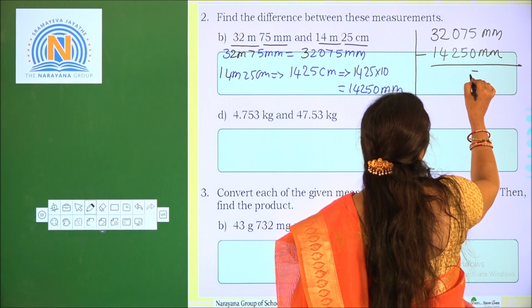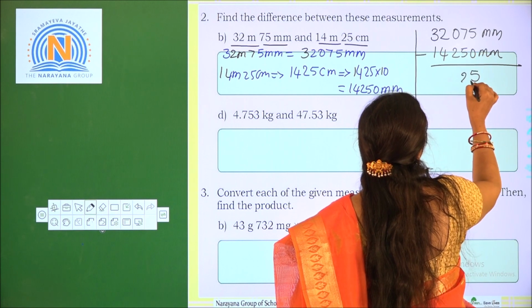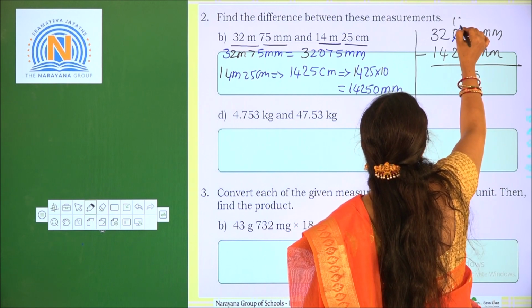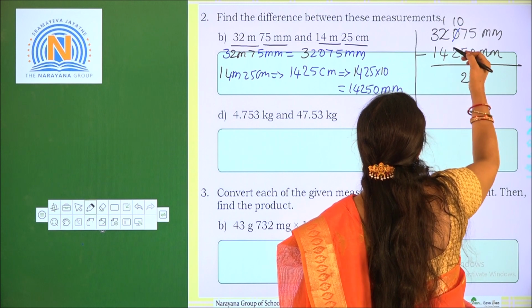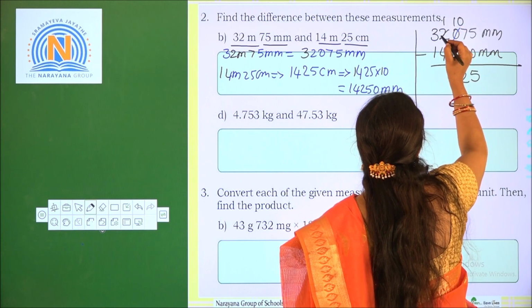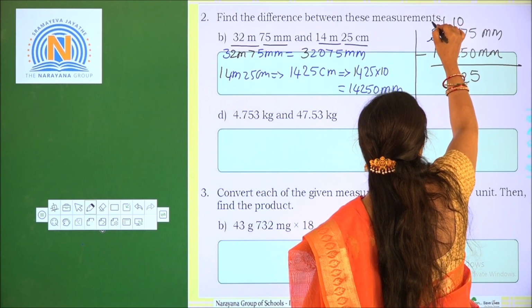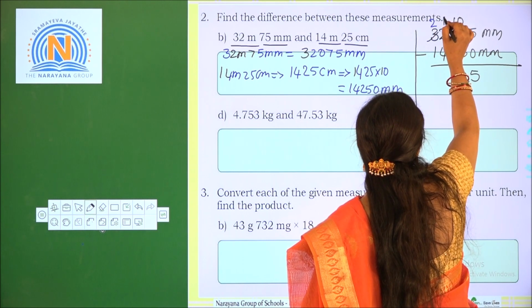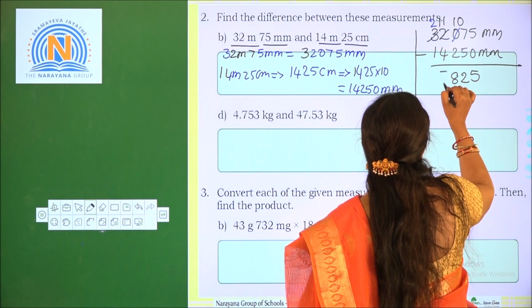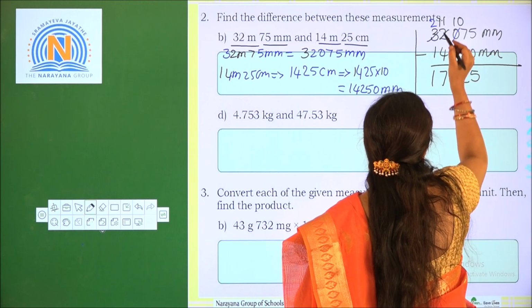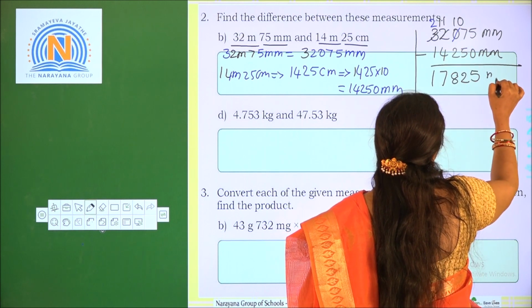So now subtract. 5 minus 0 is 5. 7 minus 5 is 2. Now 0 minus 2 we cannot. It will be 10, it will be 1. So 10 minus 2 is 8. 1 minus 4 we cannot, so we have to regroup it. 3 will become 2 and here 1 will become 11. 11 minus 4 is 7. 2 minus 1 is 1. Now this will be millimeters.